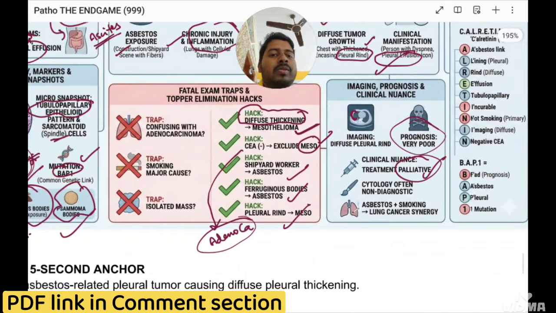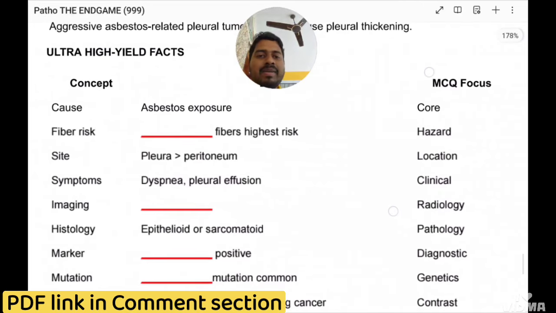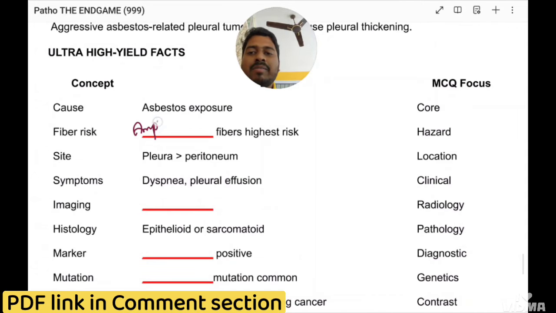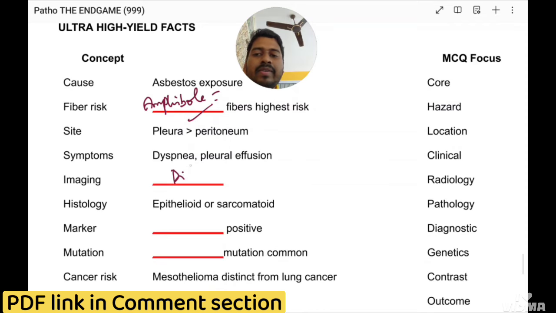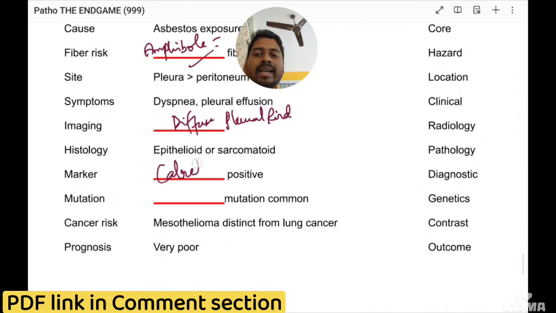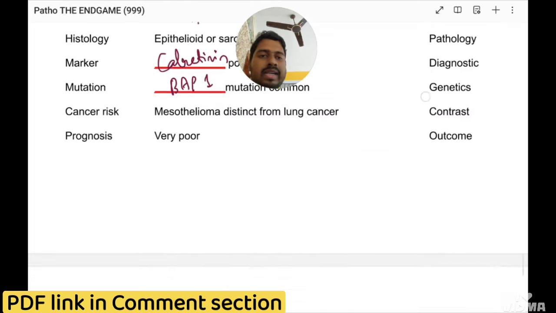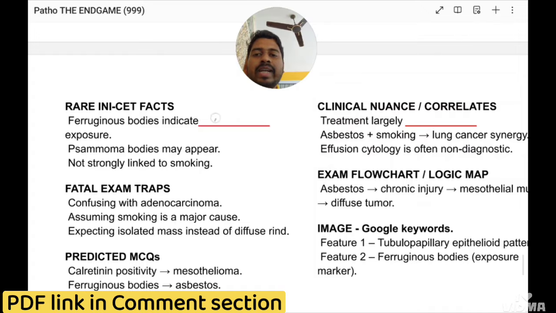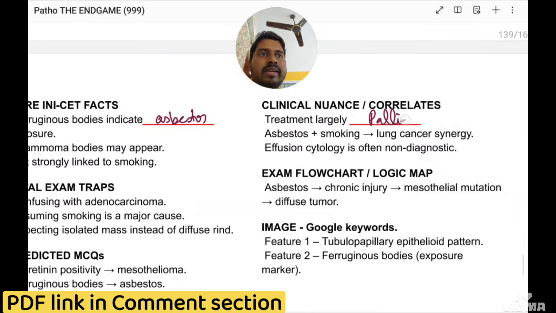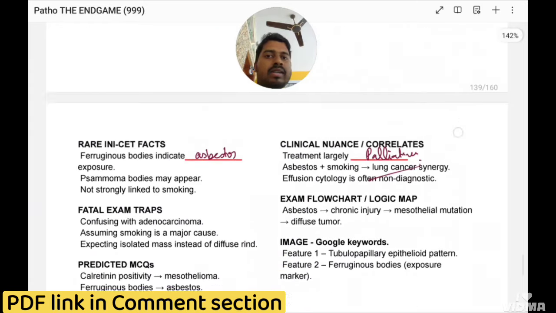Okay, so we'll solve questions. Which fibers have the highest risk? Amphibole fibers have the highest risk. Imaging, what do you find? Diffuse pleural rind is seen. Marker, what positivity? Calretinin positivity. Mutation, BAP1 mutation. Write this down in your notes. Ferruginous body indicates asbestos exposure. Treatment is largely palliative. Okay, that's it for asbestosis and mesothelioma.